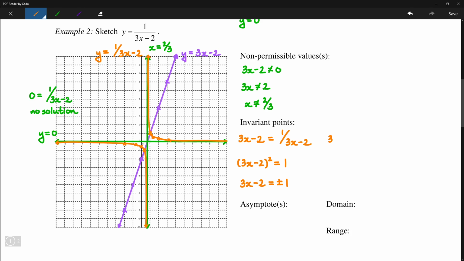Then we add 2 to both sides. So 3x is equal to 2 plus or minus 1. So that means x is equal to 2 plus or minus 1, all over 3. Alright, so if it is 2 plus 1, then 3 divided by 3 will give us 1. And if it's 2 minus 1 in the numerator, then we'll get 1/3.